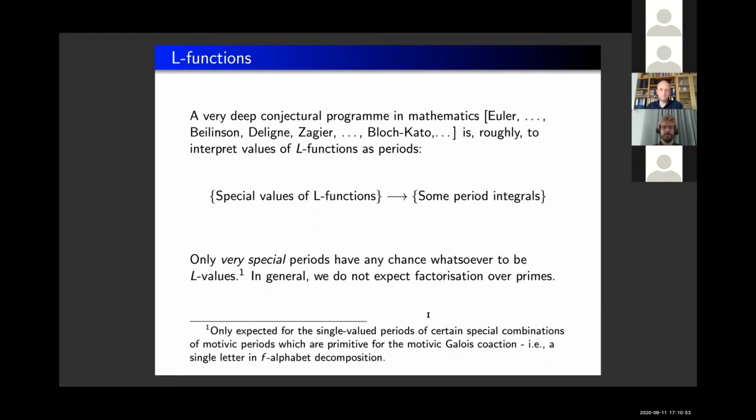Those of you who know about motivic periods, you can decompose a motivic period in complete generality into an f-alphabet. So many of you are familiar with this in the case of multiple zetas. A necessary condition is that your period should be a single letter in that f-alphabet. But that's nowhere near strong enough. You need many more conditions to have any chance of being an L value. Okay, so that's not much help to us.